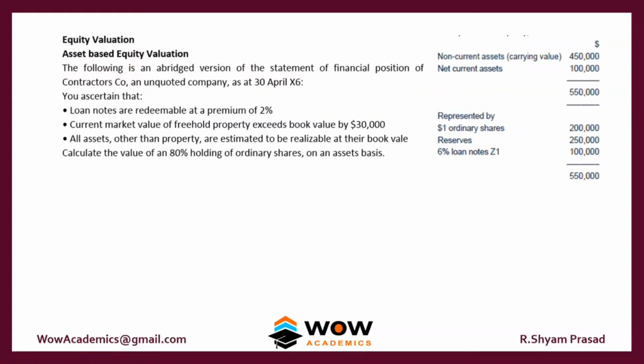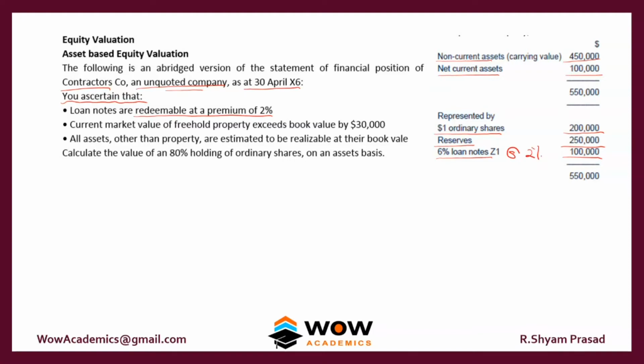The following is an abridged version of the statement of financial position of Contractor Scope, an unquoted company. So this company is not trading in the market, as at 30th April 2006. It says the non-current assets, that is the book value, is 4,50,000. Net current assets is 1 lakh, and the company has $1 ordinary shares which are worth 2 lakh rupees. Reserves are 2 lakh 50, and loan notes are 1 lakh. So these are the balance sheet items, and they also tell you loan notes are redeemable at a 2% premium.